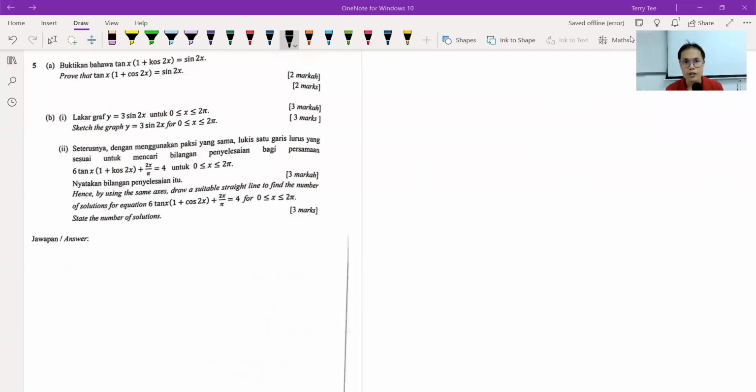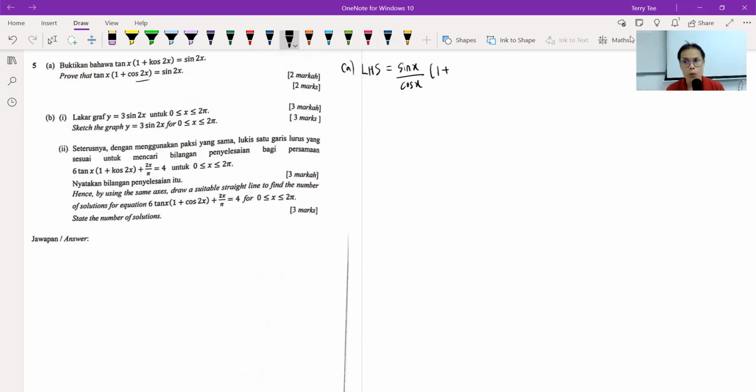Okay, question number 5. You're supposed to prove that tan x (1 plus cos 2x) is equal to sin 2x. Okay, let's start from the left-hand side. On my left-hand side, I have tangent. Tangent is just sine divided by cos. Then you have 1 plus cos 2x.